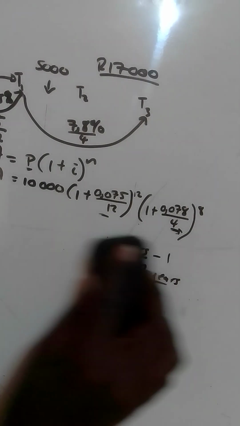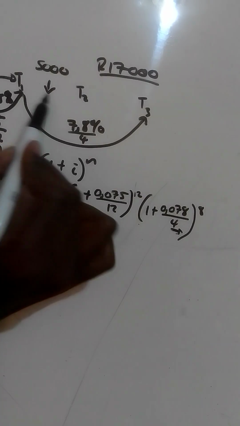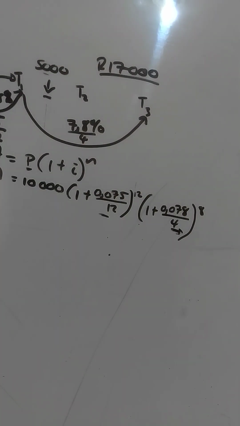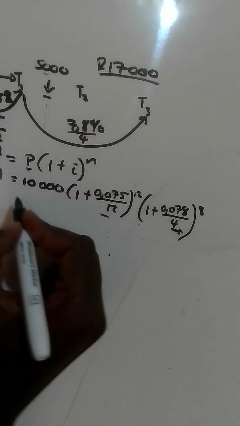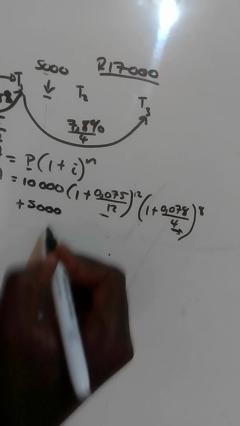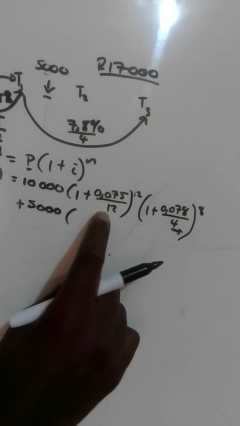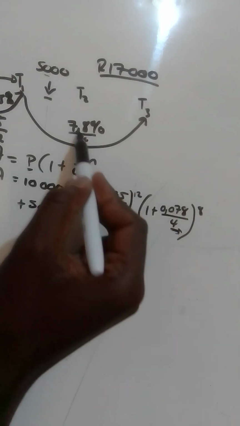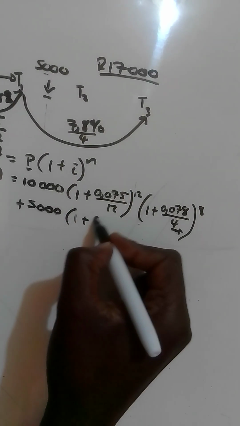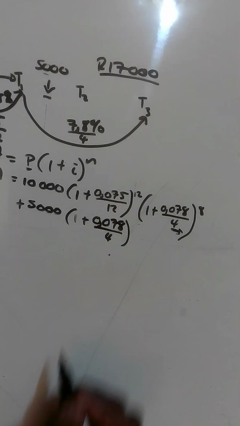We have dealt with the 10,000 rands, but remember, after a year and a half, Cow made an additional deposit of 5,000 rands. So here we come and we say plus 5,000 rands. But the 5,000 rands never compounded on a monthly basis. It falls under this period of 7.8% divided by 4. So we say 1 plus 0.078 divided by 4, close bracket.